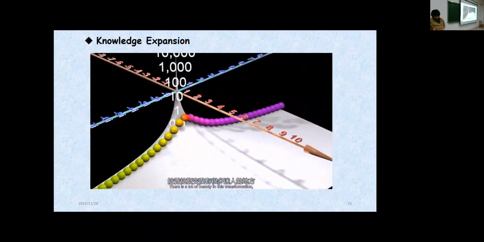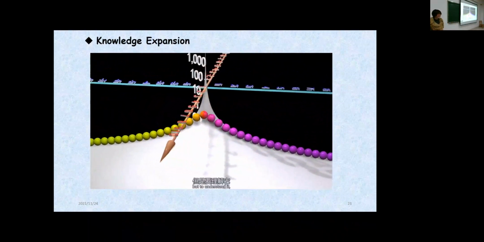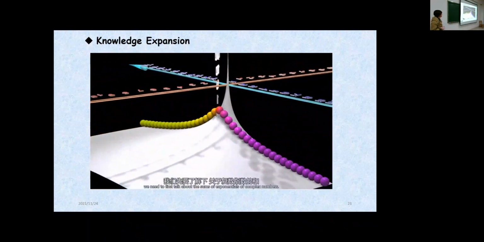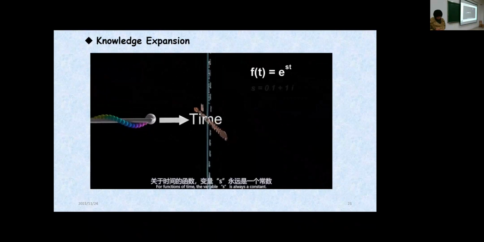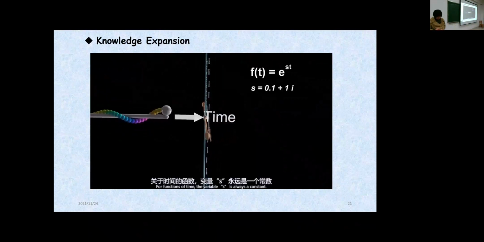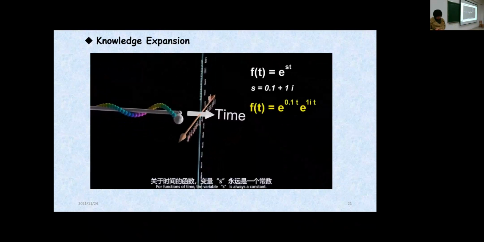There is a lot of beauty in this transformation, but to understand it, we need to first talk about the sums of exponentials of complex numbers. For functions of time, the variable s is always a constant.